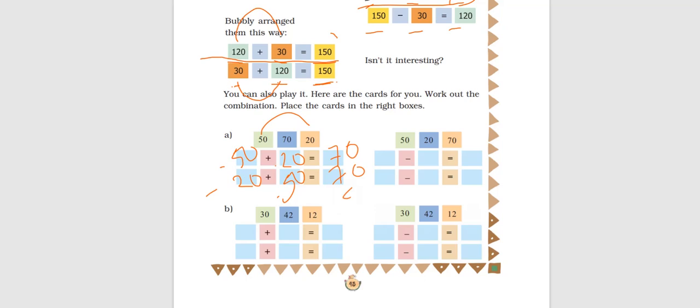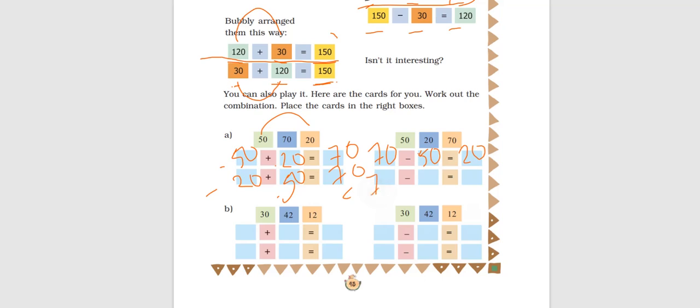Now, how do we subtract? Put the larger number first. 70 minus, let's do 50 first. 7 tens minus 5 tens. So 7 minus 5 is 2. So you have 2 tens.